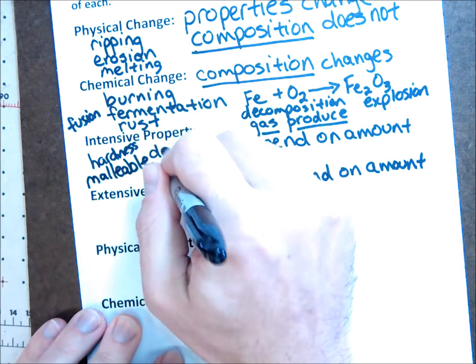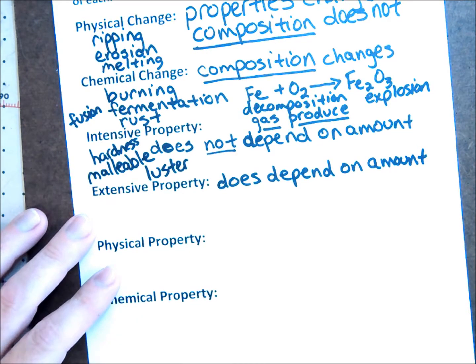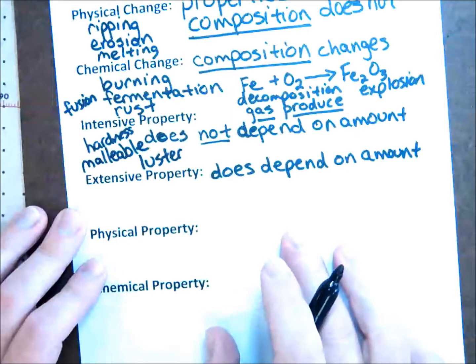What do you got for me, Samantha? Texture? Luster. Do you know what that means? Yeah, that's exactly what it is. Luster is shininess. So a little piece of something shiny and a big piece is also going to be shiny. Okay. Anybody else? Go ahead.